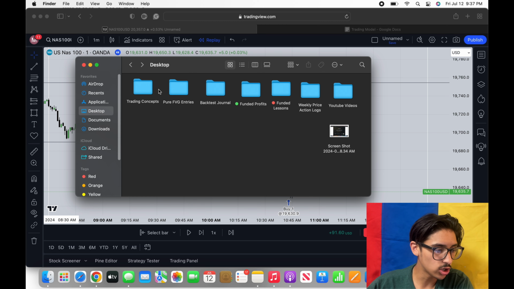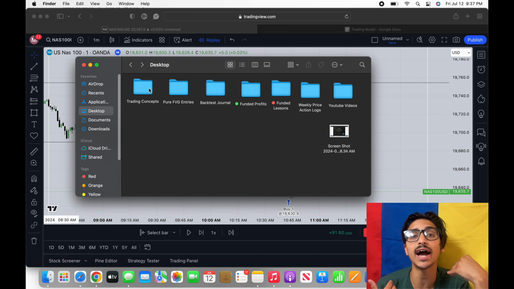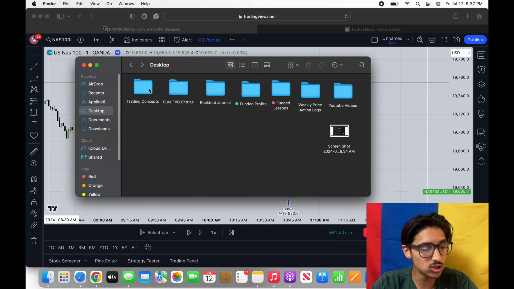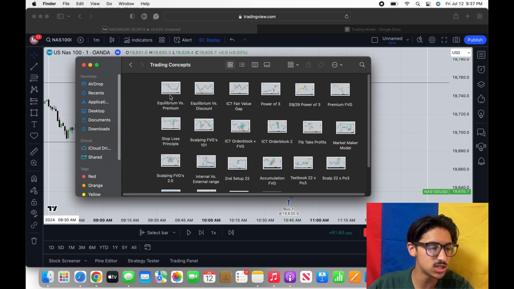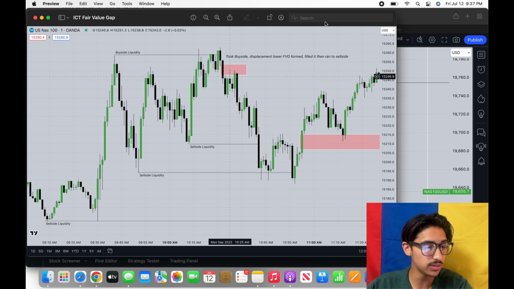And then over here, this is trading concepts. This is every single concept I use to trade. Obviously all ICT concepts, they're not my concepts at all. I literally just learned from him. So here, this is the ICT fair value gap. Remember the model I just showed you, the exact trade I just showed you? This is on 2023.